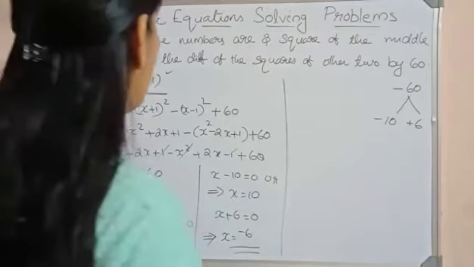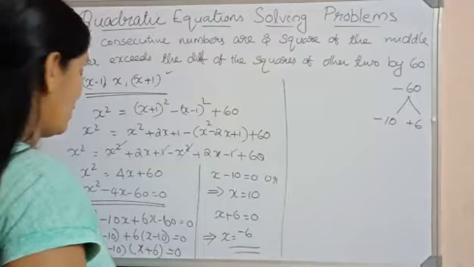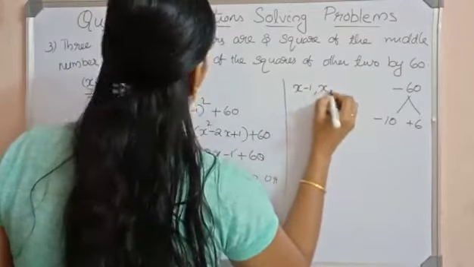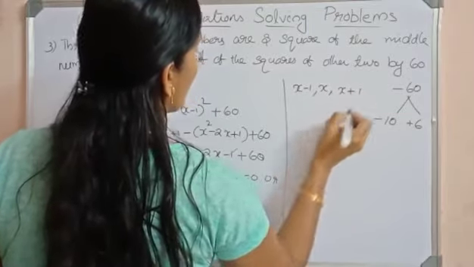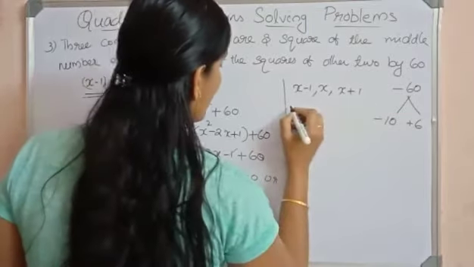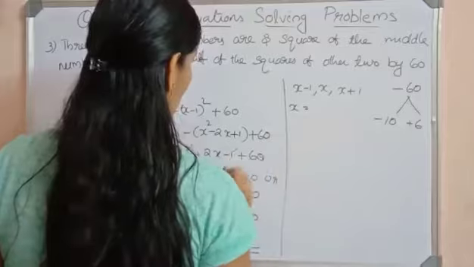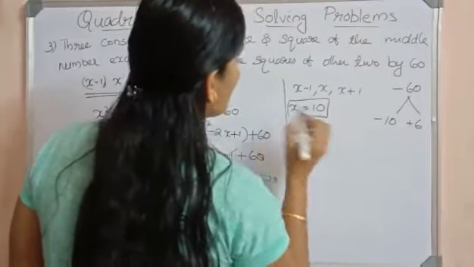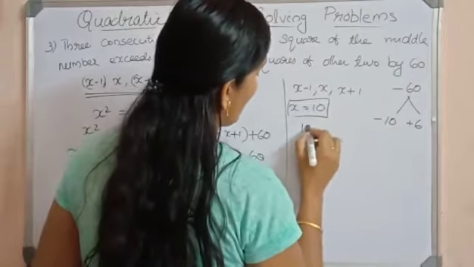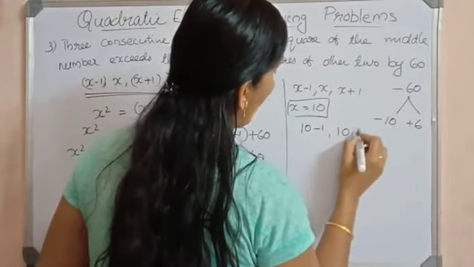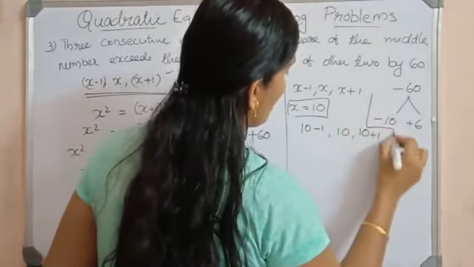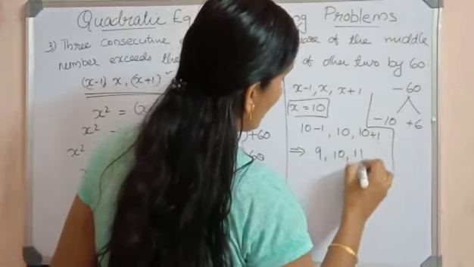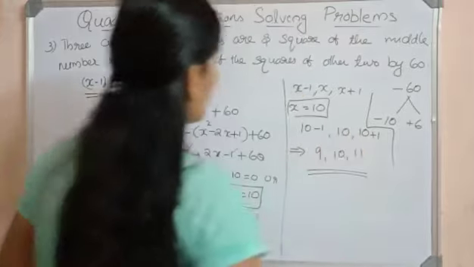So here we are getting two values for x. We have considered the values are x minus 1, x and x plus 1. So when x is equal to 10, the numbers are 10 minus 1, 10 and 10 plus 1. That is 9, 10 and 11. These are the numbers when x is equal to 10.